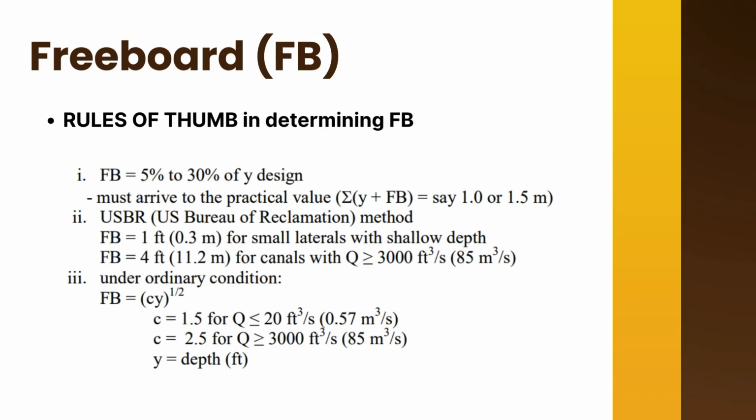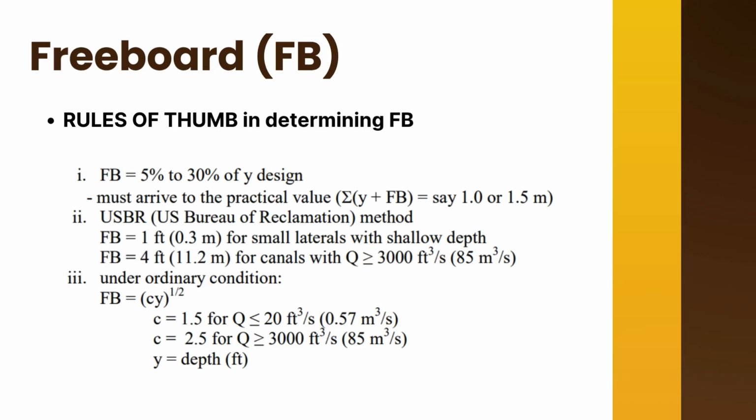1. Percentage method. Rule of thumb. One simple rule is to set the freeboard as a percentage of the flow depth, y. Freeboard equals 5% to 30% of the design depth. So in formula, FB equals 0.05y to 0.30y. In practice, we usually aim for a combined depth plus freeboard, meaning y plus FB, to reach a practical round number like 1.0 or 1.5 meters, depending on the project.